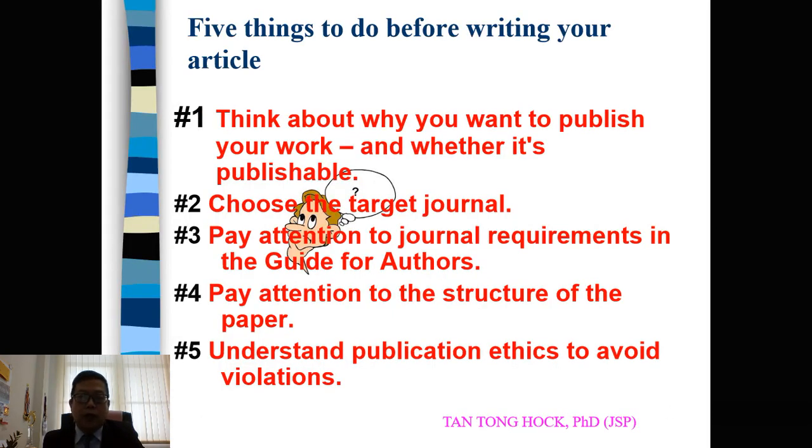There are 5 things you have to do before writing your article. The first is to think about why you want to publish your work and whether it is publishable. As a master student, we have to know that publishing an article is a need in our program of learning. Therefore, choosing the target journal is important, whether the journal is in Scopus or a high index journal. You have to pay attention to the journal requirements in the guide for authors, and also to the structure of the paper according to the format requirements, and understand publication ethics to avoid violations.